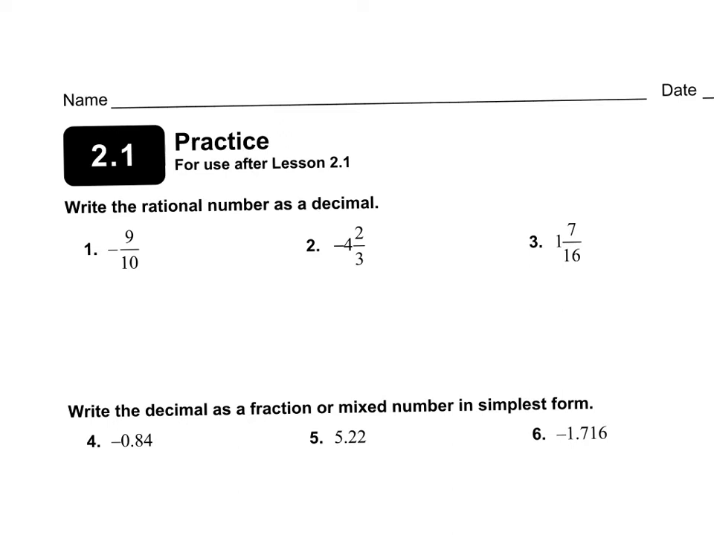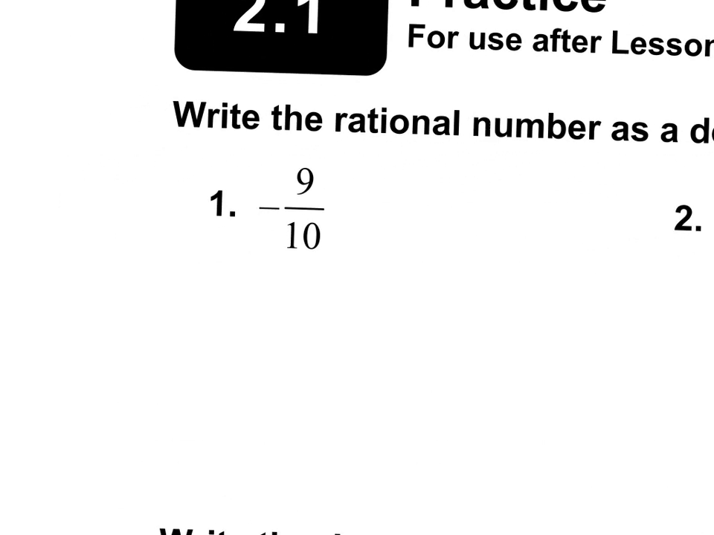So a rational number, think of ratio. If you can write it as a ratio, like 3/5 or 5/7. Okay? All right. So first it says write the rational numbers as decimals. To start off, we're going to look at number 1.